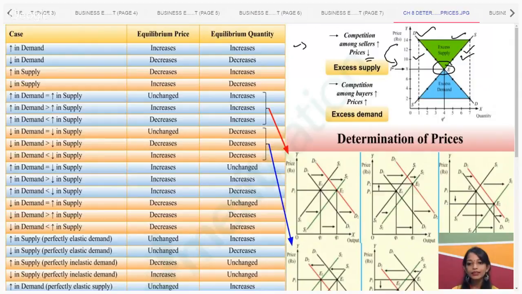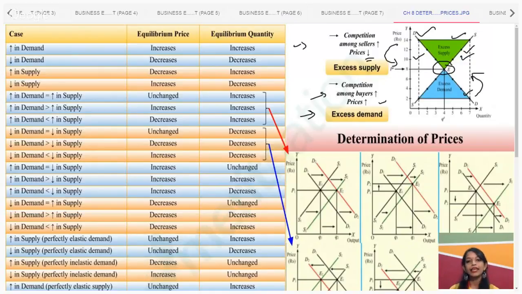On the other hand, for equilibrium in the market, Shruti, okay? And on the other hand, excess demand: whenever your price is lesser than the equilibrium price, there would exist excess demand. And whenever such a situation arises, obviously competition among the buyers will increase, the prices will increase, and again we'll go back to the equilibrium price.